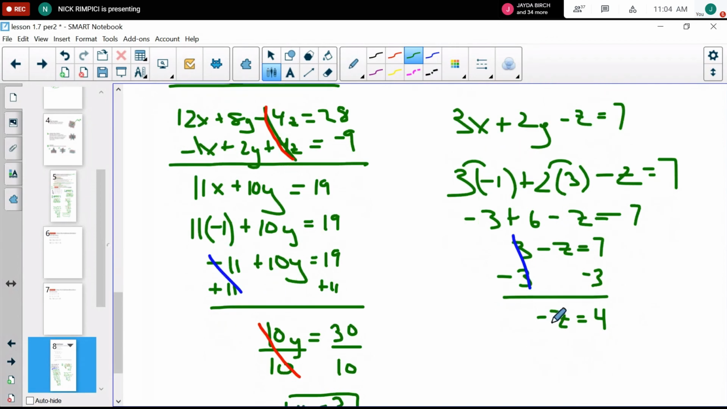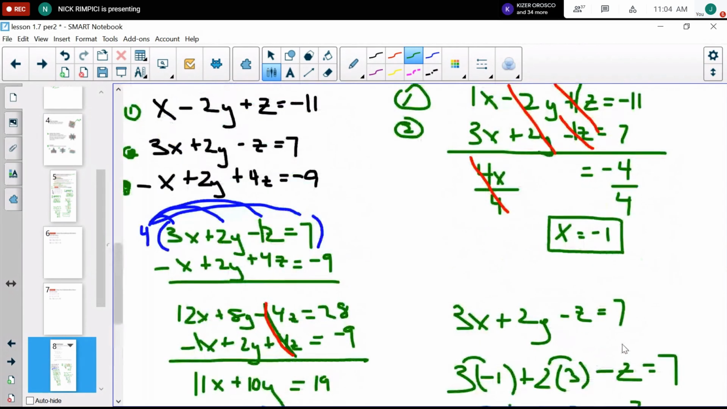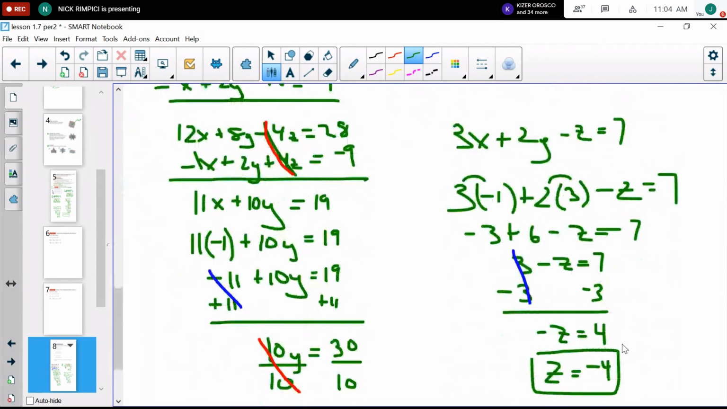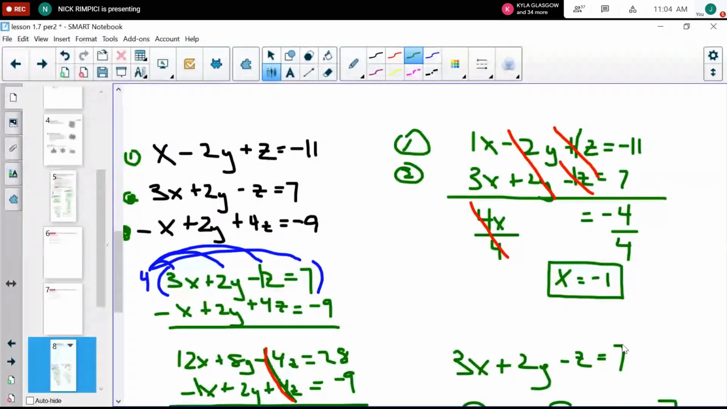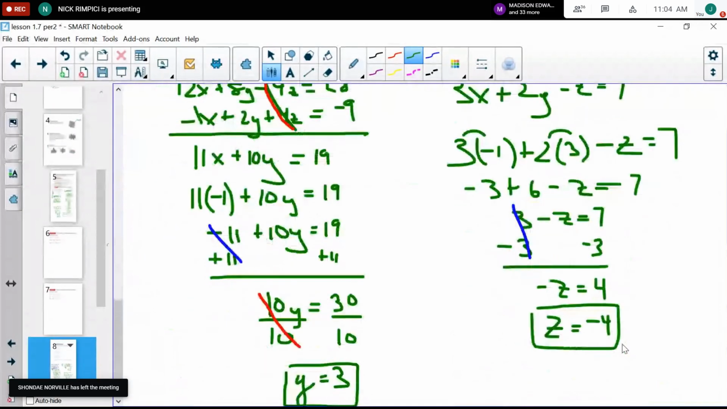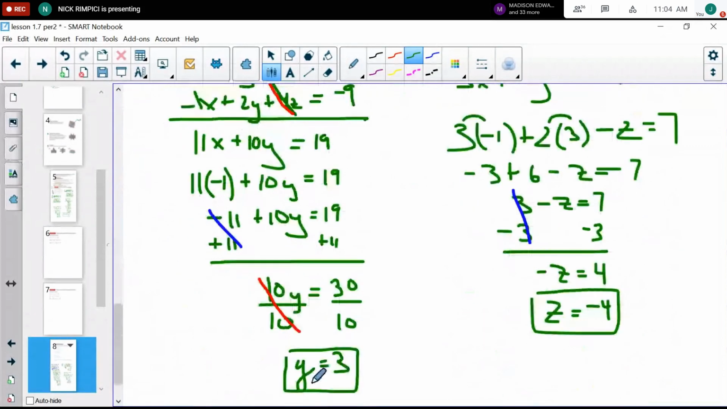Okay, and if -z is +4, then +z would have to equal -4, right? If I change the sign on the left, I have to change the sign on the right, and then z would be -4. That looks like it's okay. It looks like everything's okay. Yeah, that looks about right. Okay, so that's it. You found all 3 values, x, y, and z.